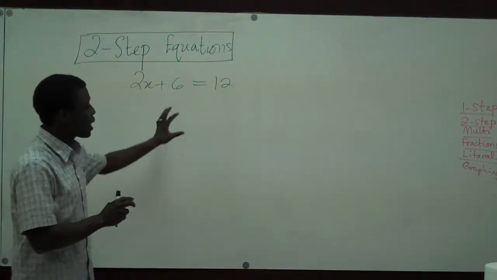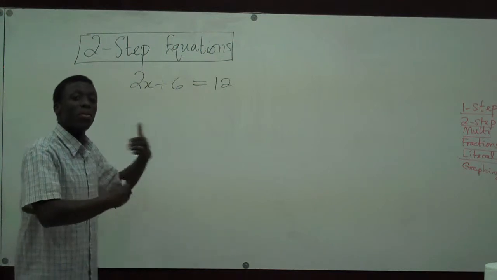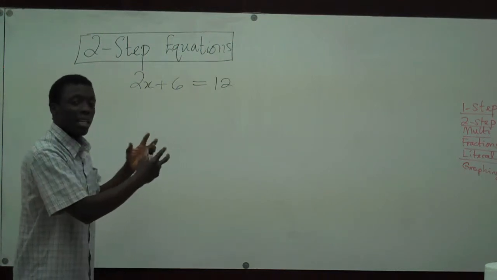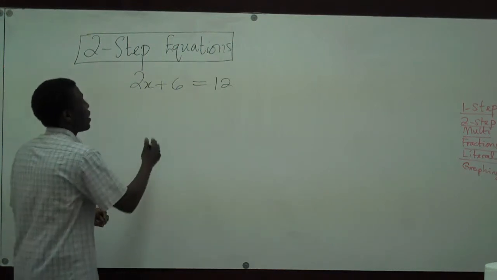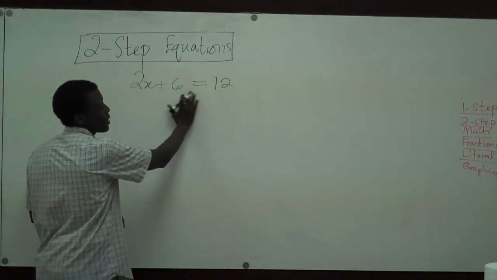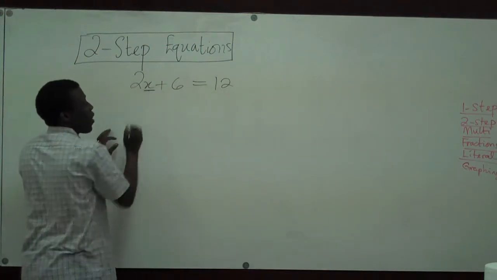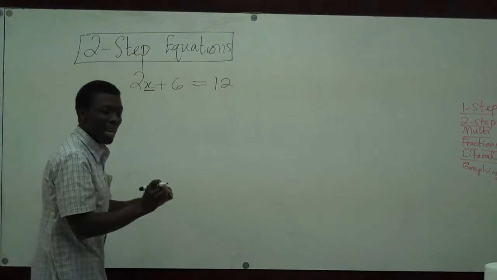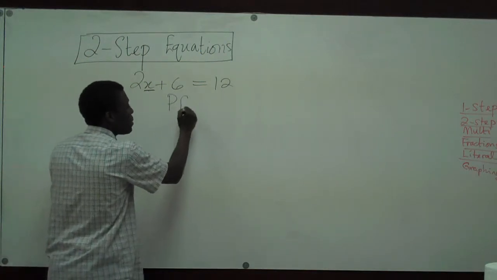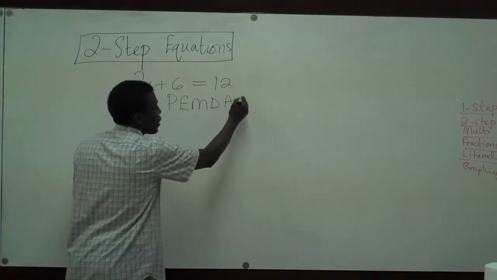So when you're working with two-step equations, you're doing several things, not just one thing that gives you the answer for the variable. In this case, 2x plus 6 is equal to 12. I'm looking for x. And it's important to recognize that, again, with PEMDAS, I'm simplifying an expression.